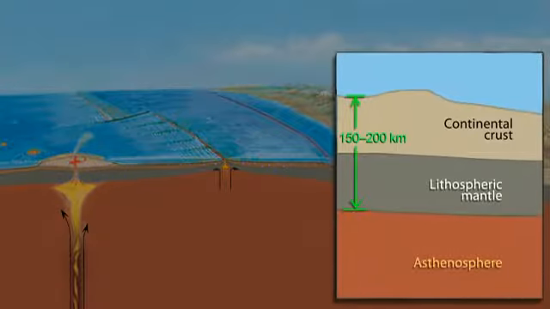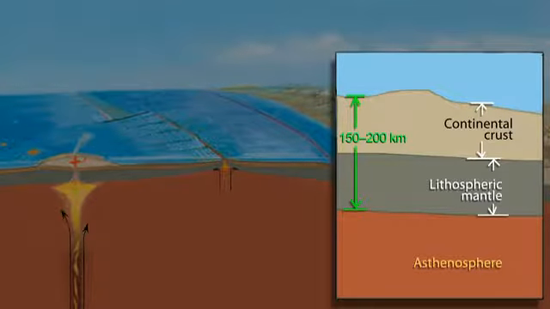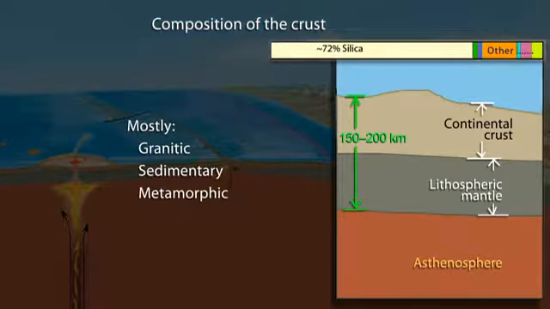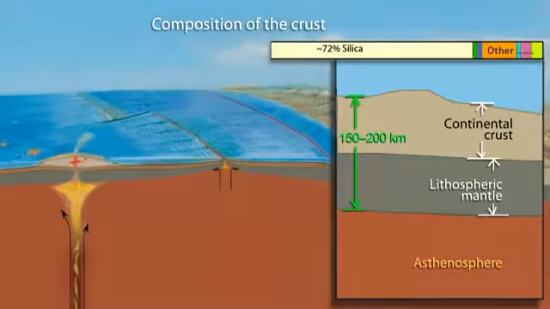Continental lithosphere, with continental crust above lithospheric mantle, typically ranges from 150 to 200 kilometers thick. Continental crust stands above sea level because it has an average thickness of 40 kilometers and is mostly made of more buoyant, silica-rich, low-density granitic, sedimentary, and metamorphic rocks which form the continents.